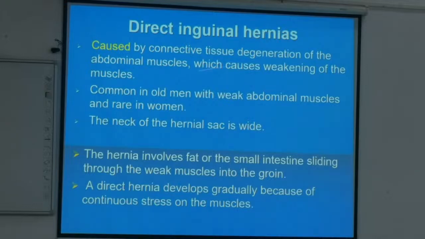Direct inguinal hernia is caused by connective tissue degeneration of the abdominal muscles. It causes weakening of the muscles and is common in old men with weak abdominal muscles and rare in women. The neck of the hernial sac is wide, and the hernia involves fat or the small intestine sliding through the weak muscles in the groin. A direct hernia develops gradually because of continuous stress on the muscles.